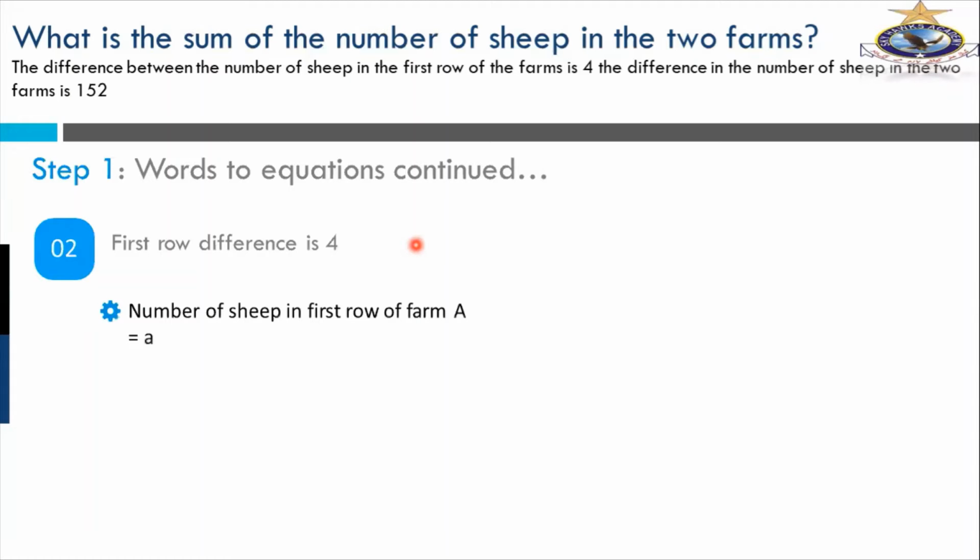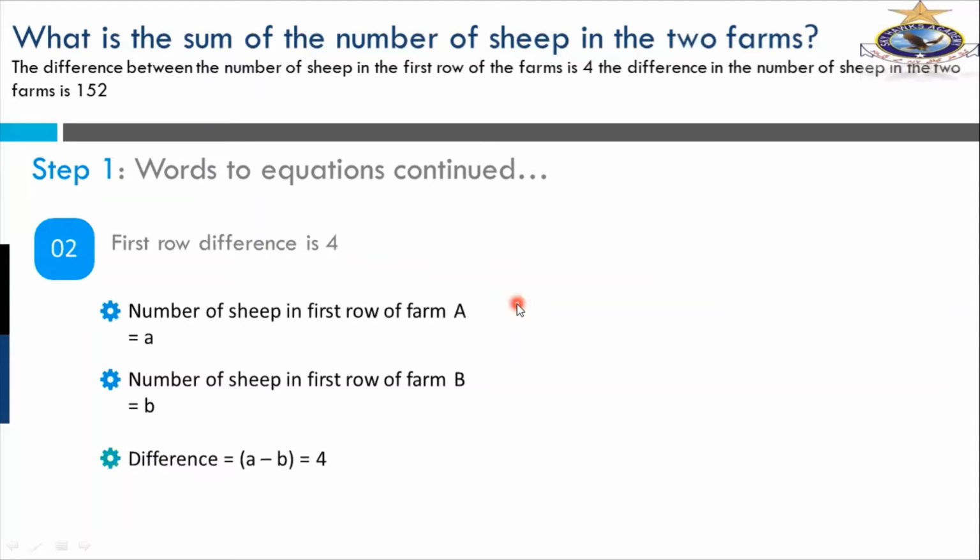The second one is the number of sheep in the first row of form A. Suppose that A is the number of rows, and A is also the number of sheep standing in that row. B is the number of sheep in the first row of form B. So form A and form B, A, B. The difference is 4.